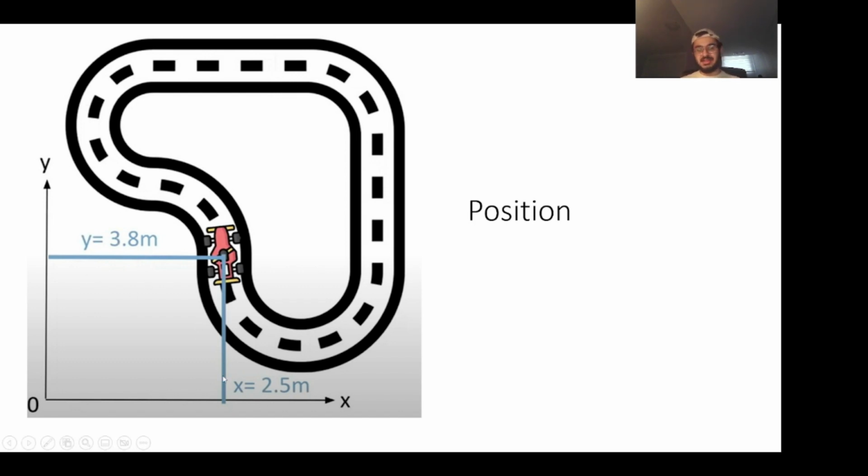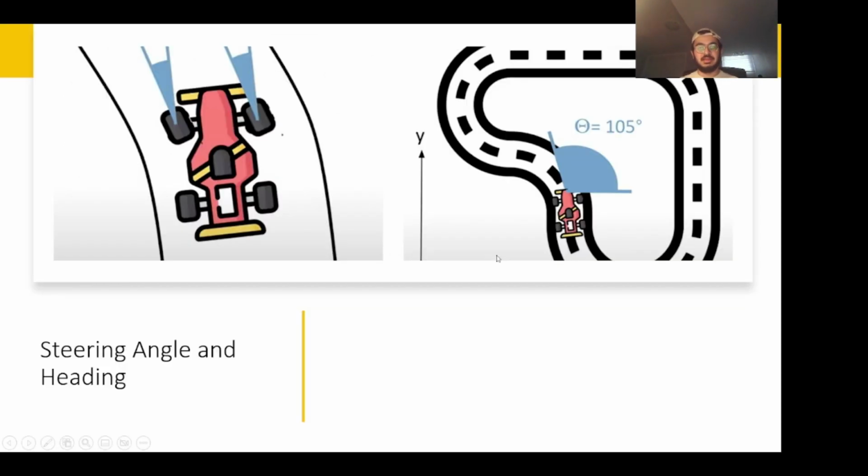So we have the x-axis, the y-axis, and the z-axis. It's x and y in the 2D plane. We can just locate the vehicle position, and it's called the position state.